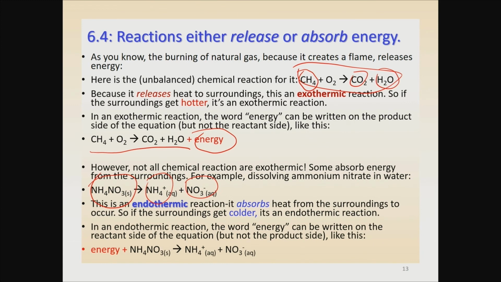Here with the endothermic reaction, it must absorb energy from the environment to go. And if that is the case, then we put the energy term on the left side of the equation. If you see that on the left side of the equation, that suggests that particular reaction is an endothermic reaction.